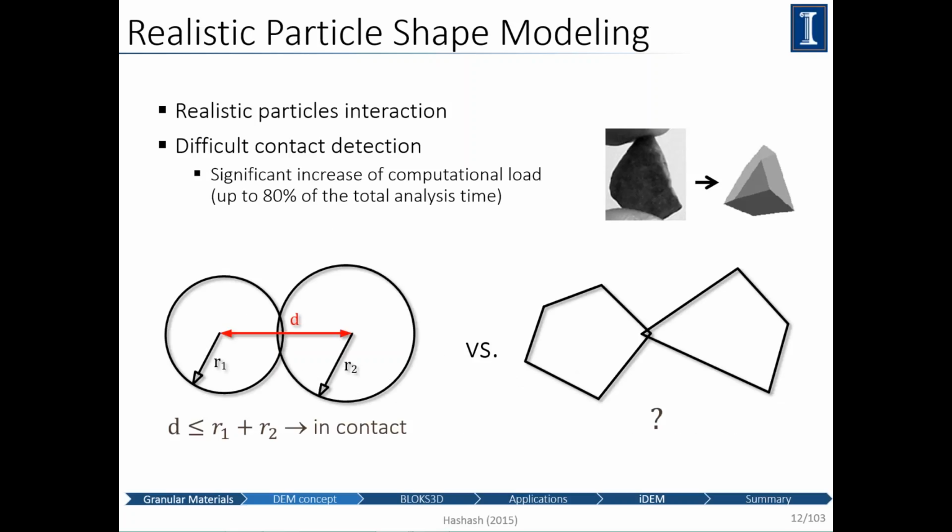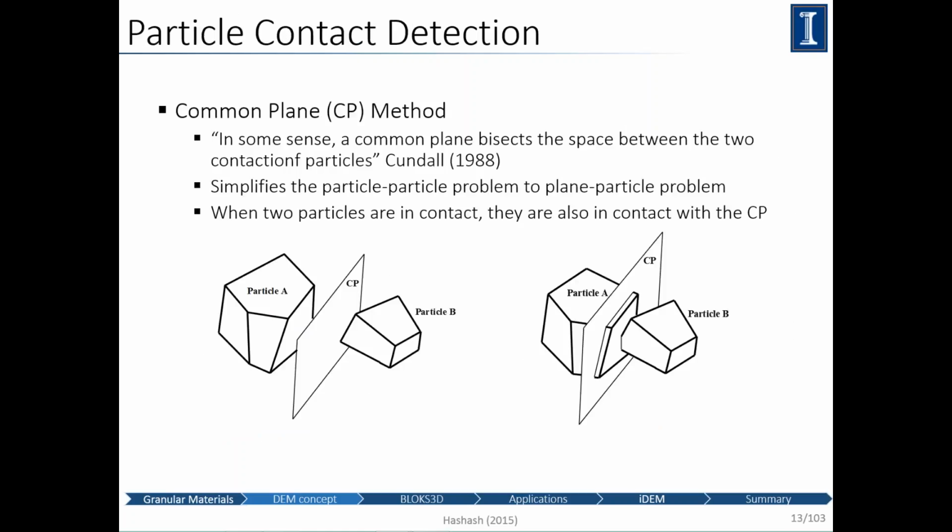Now, instead of having to deal with contact between spheres, which is trivial mathematically to do, now I have to do contact between particles. How do I do this contact detection numerically? It becomes very expensive, and we spend a fair amount of effort to enhance the algorithms so that we can do this calculation quite fast.